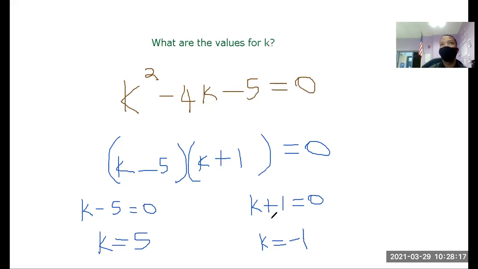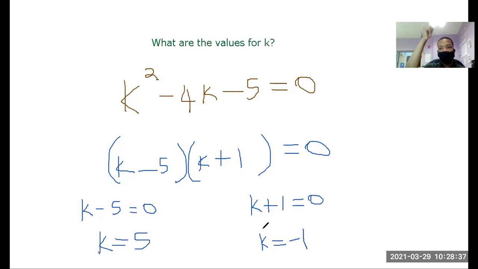When you do the additive inverse and everything, you figure out what the values are. K squared is telling us that there are two values for k. So at the end, we end up getting two values.